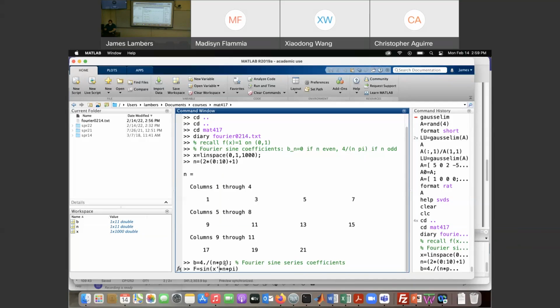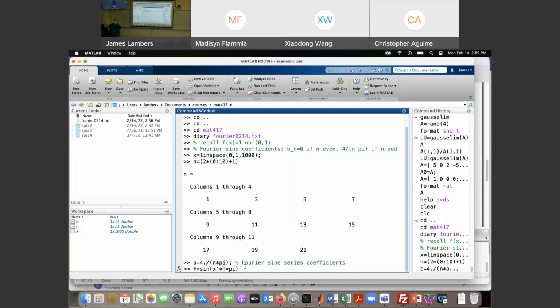So I'm going to transpose it, that's what the apostrophe does. So this expression here, column vector x, row vector n, is called an outer product. And that is very convenient because an outer product takes every possible product of elements of x with elements of n. So all the different n times x and n times pi. So this will give you the value of sine n pi x for all the x's and all the n's. So this will give me a matrix.